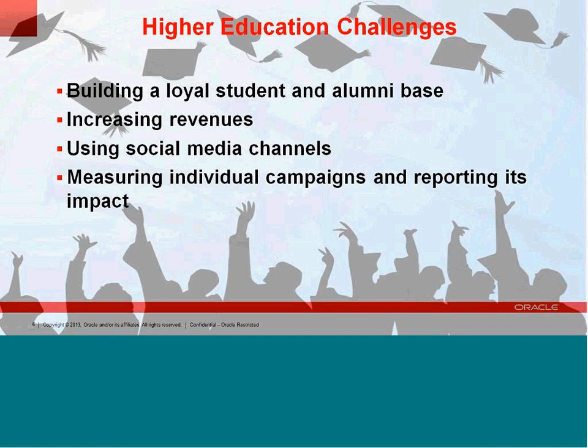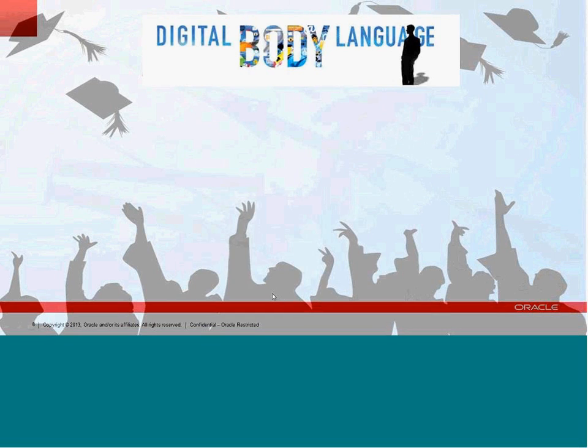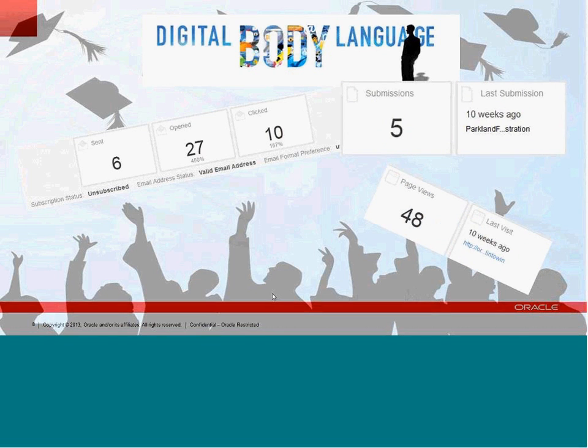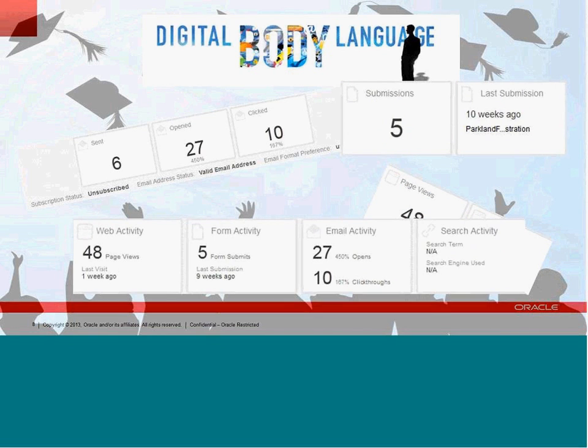So back into the digital body language slide here, there's a lot of different pieces of information, a lot of different metrics that come through from digital body language, as you can see. And these are all coming in via Eloqua, so we can get a lot of good information about what students are doing on our landing pages or what they're doing on our website. What are they looking at?